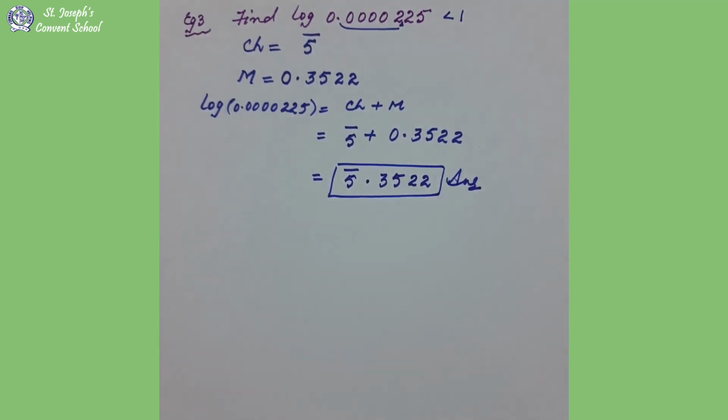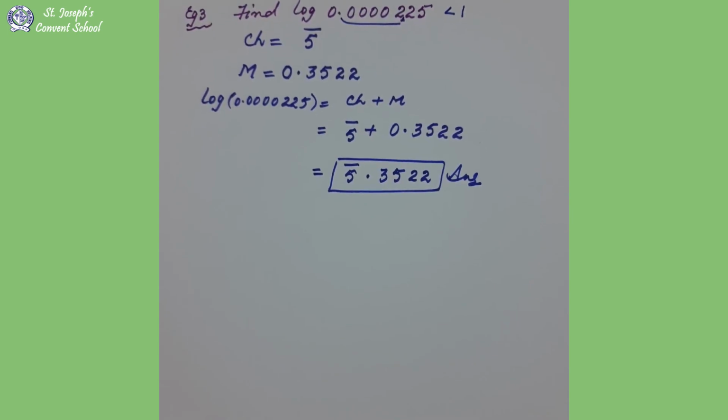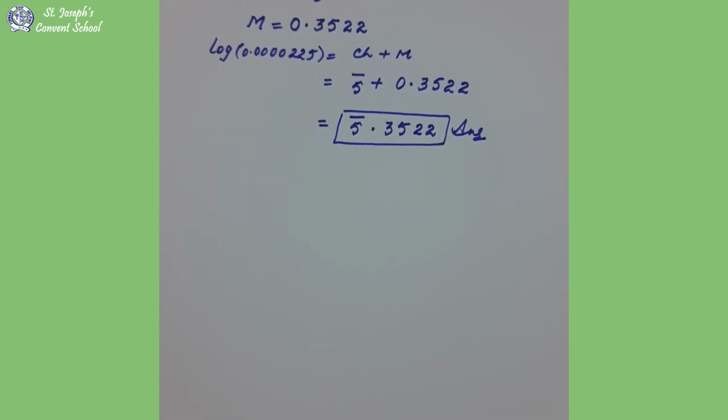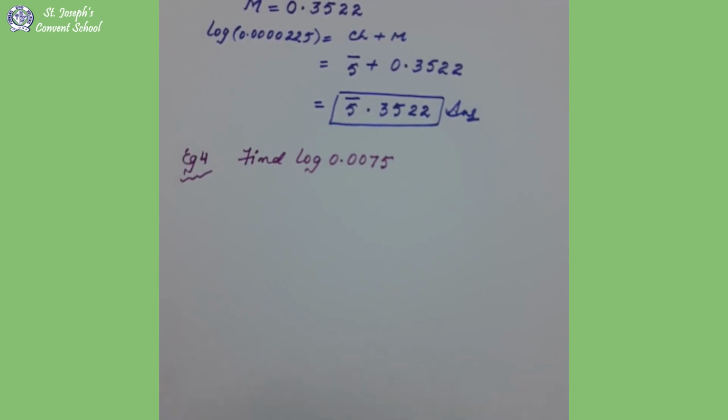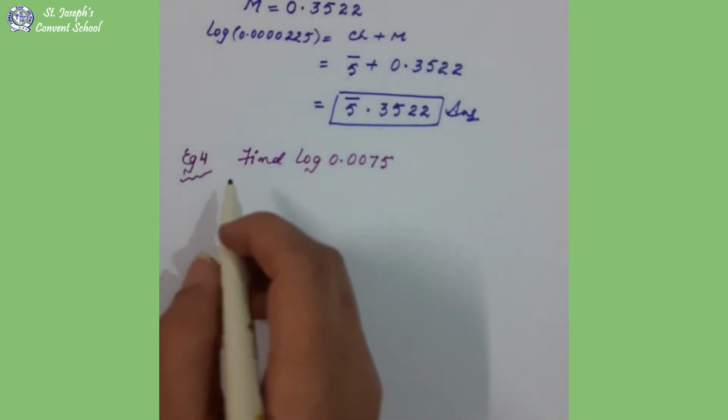So you only need to learn how to read the values in the log table. Just the reading of the log table. If you have understood it, then you can easily find the value. One more example, the last example I'll give you of the log of a negative value, how to check the negative characteristic and the value.